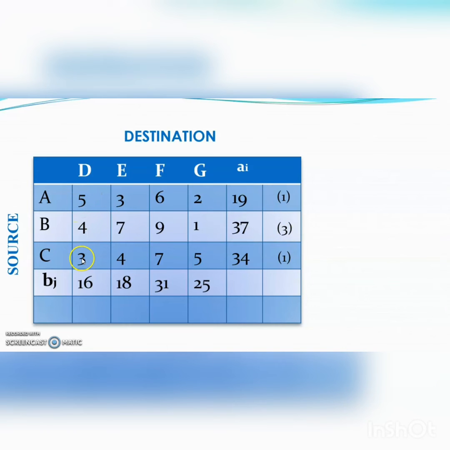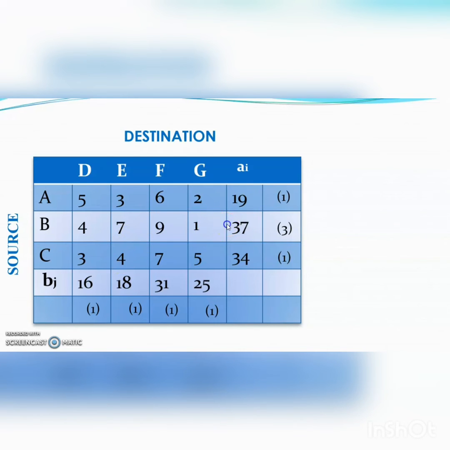Now we calculate the penalties for the columns. In the first column, we see that the minimum cost is 3 and the next minimum cost is 4. So the penalty is 1. For the second column, again the penalty is 1. Also for the third column, the penalty is 1. And for the fourth column, the penalty is also 1.